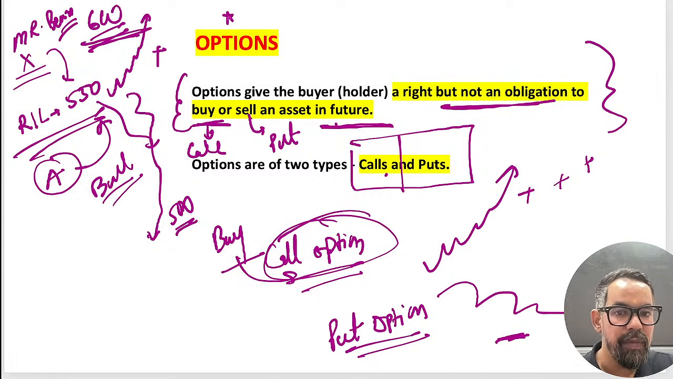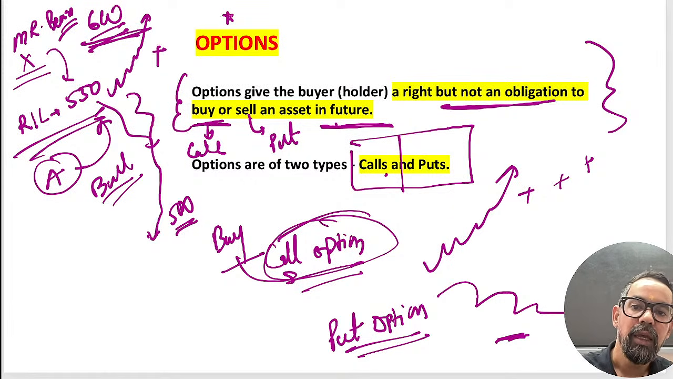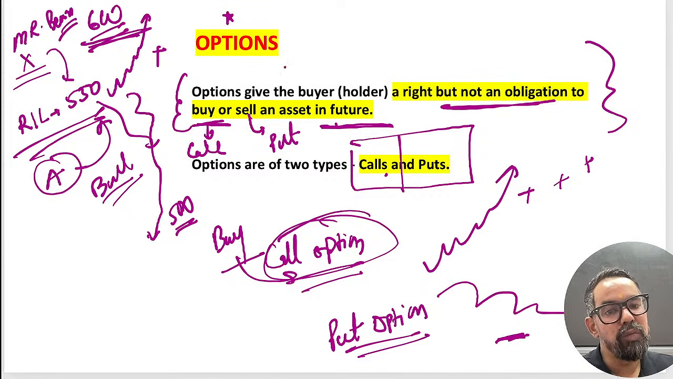Options give the buyer of the option the right to buy or sell, but not an obligation. Now what does it mean? A right to buy means a call option, a right to sell means a put option.